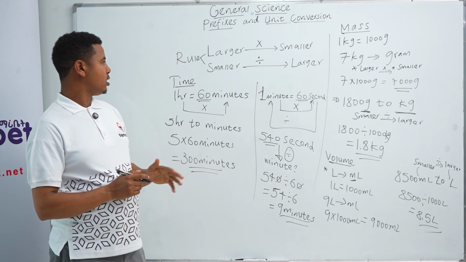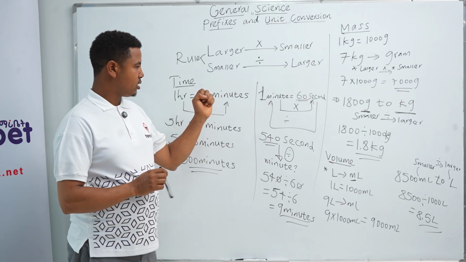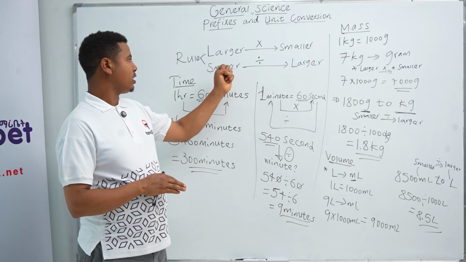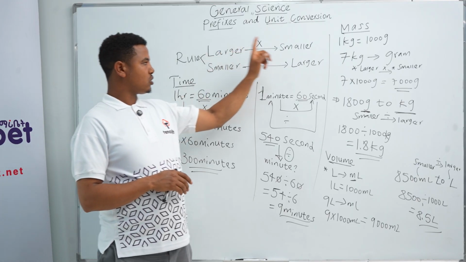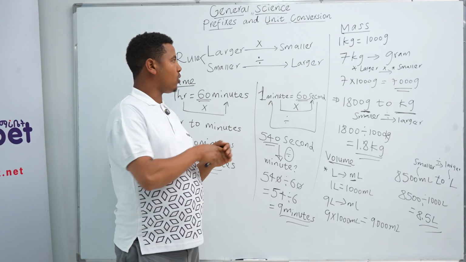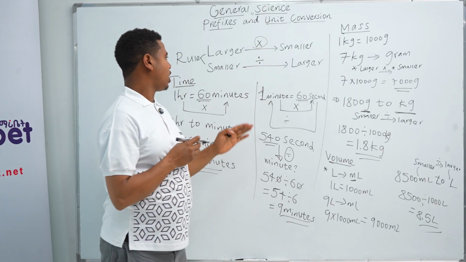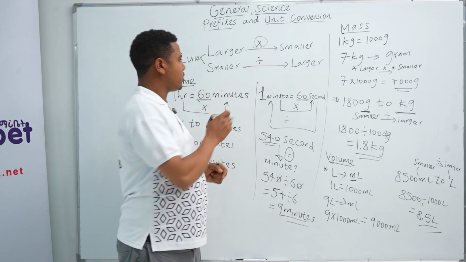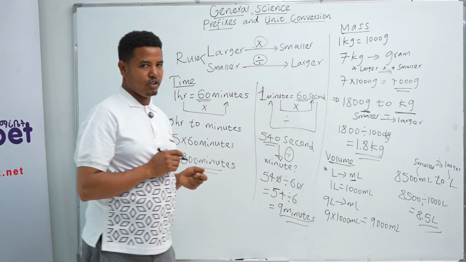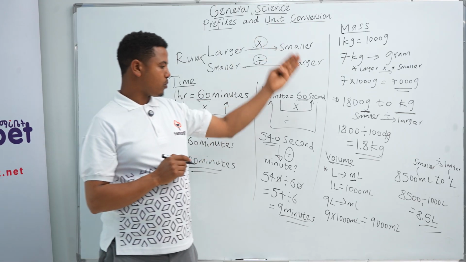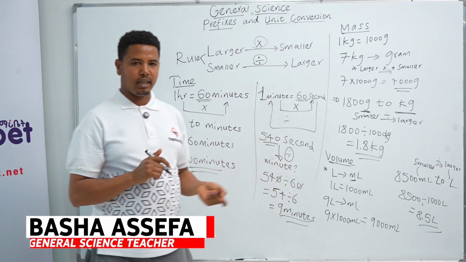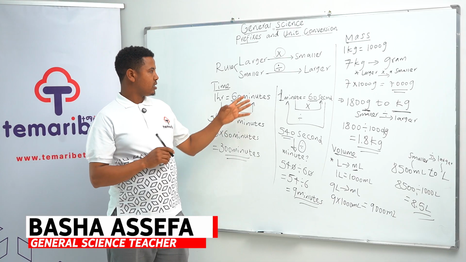So always, if you change any unit, first you have to identify which unit is larger or smaller. If you change from larger to smaller, you always use multiplication. If you are changing smaller to larger, you always use division. This is a principle for every unit, for time, for mass, for volume, for length, for every unit, it is applicable.